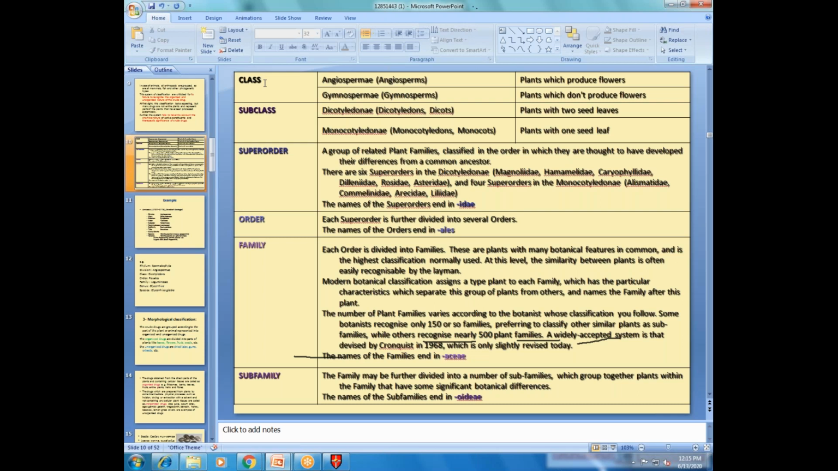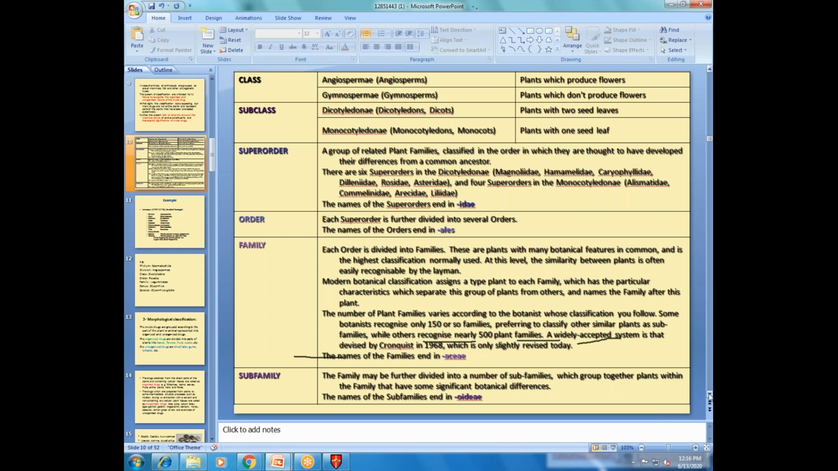Coming to the subfamily, the family may be further divided into a number of subfamilies, which group together plants within the family that have significant botanical differences. So usually we don't follow this in pharmacognosy. We majorly look into the family. I've explained the family in detail, I believe. The plants which have similar characteristics will be grouped into one family. I've explained about the Solanaceae family and Umbelliferae family. I think the family is clear.